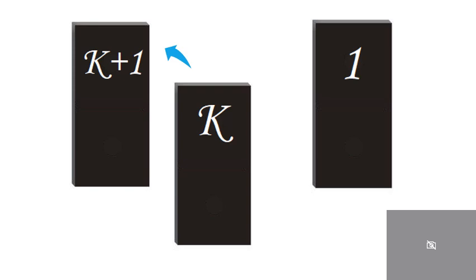So I don't have to look at every single domino. I just need to know that K knocks down K plus 1, and that 1 has been knocked down. Then all of my dominoes will fall. This is the idea of mathematical induction.